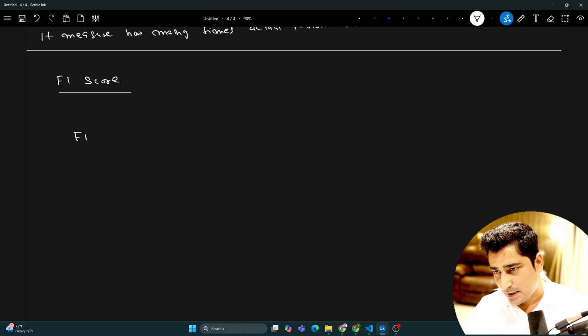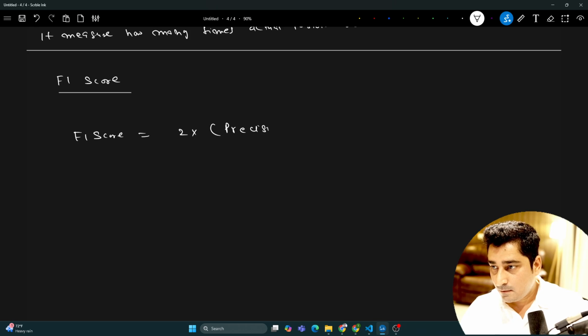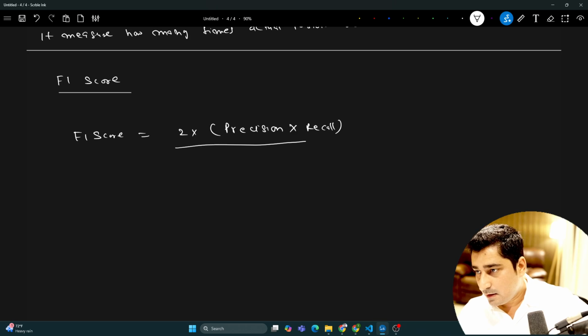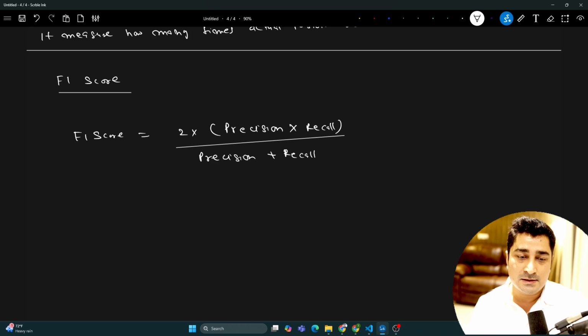So what does the F1 score say? It says 2 into precision, which we have already calculated, precision into recall, divided by precision plus recall.